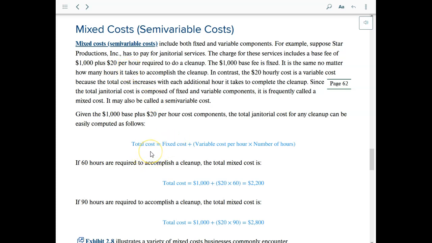So how much would the total cost be? Well, it depends on the number of hours. So if it takes 60 hours to clean up the concert venue, the total cost is going to be the fixed cost of $1,000, that's the flat fee, plus the variable portion, $20 per hour for 60 hours. So multiply all that out and add, $2,200. If it takes 90 hours for the cleanup, the total cost will be $1,000, this is still the fixed portion, plus 20 times 90 hours in this case, and so the variable cost would go up. Add that to the fixed cost, so it's $2,800 for this total mixed cost.